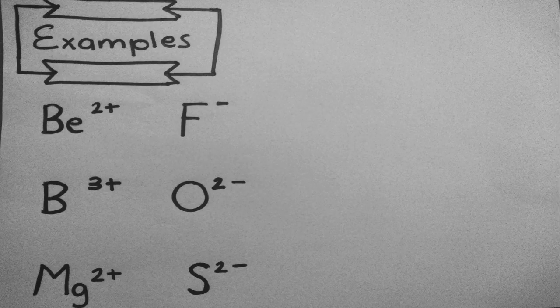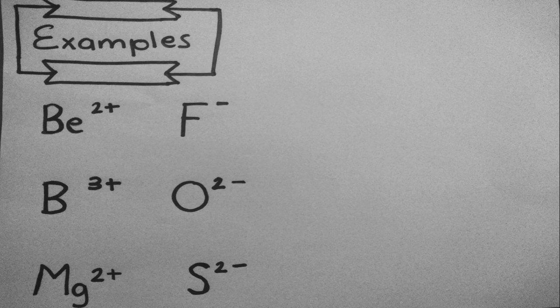Let's practice what we have learned. And for this, we're going to solve 3 different examples. The first step for writing the formulas of ionic compounds was to identify the anion and the cation. I already did this for you. On the left side, you can see 3 different cations: beryllium, boron, and magnesium. On the right side, you can see 3 different anions: fluorine, oxygen, and sulfur.